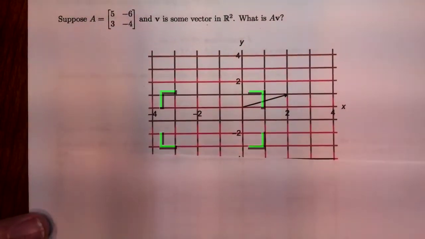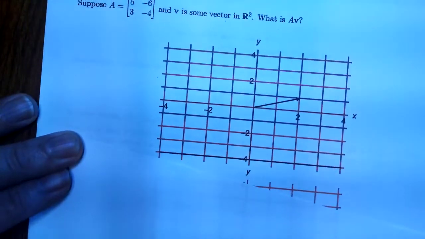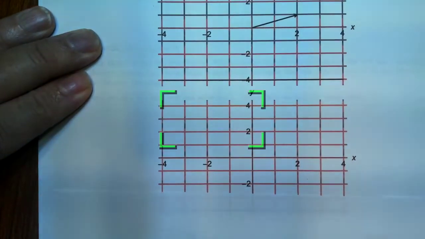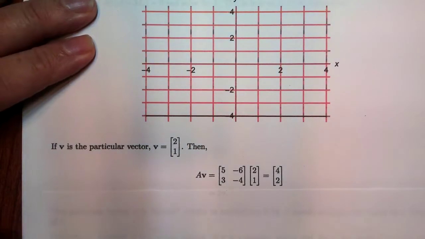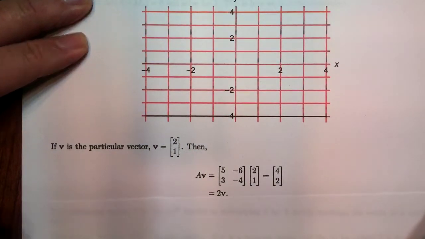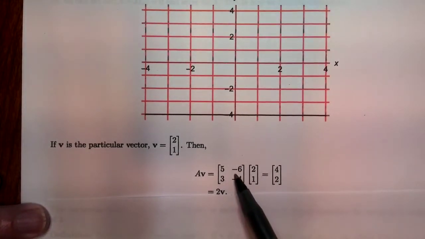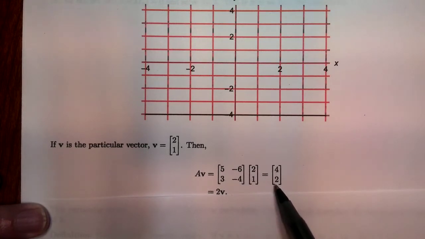But let's take a look at a particular example where the vector V in question is the special vector 2, 1. What does A times V look like? Which I'll plot down here. So if we choose the particular vector 2, 1 and multiply it by A on the left, we have 5 times 2, which is 10, minus 6, which is 4, 3 times 2, which is 6, minus 4, which is 2. We get the vector 4, 2.